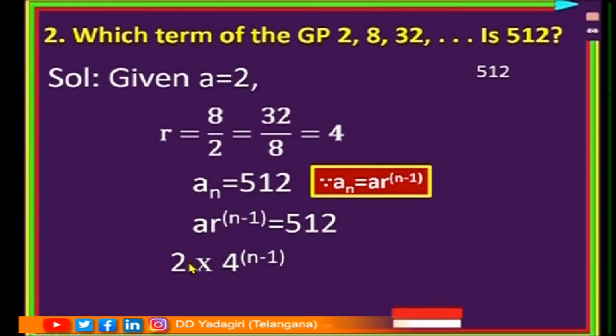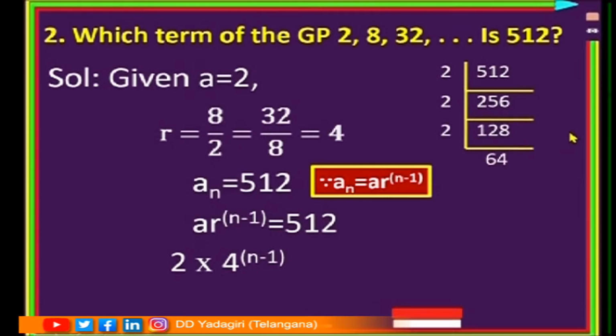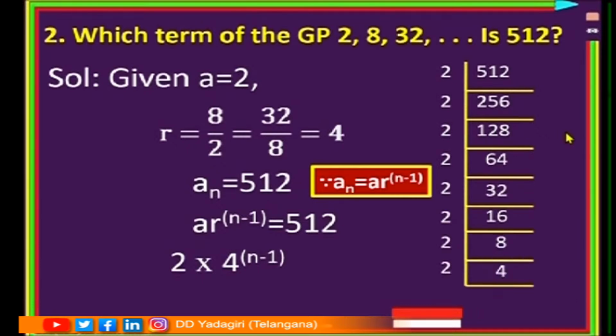Here in the left hand side we have the powers of 2, right? Now by using factorization, write 512 as the powers of 2. So 512 factorizes like this: 2 into 256, 2 into 128, 2 into 64, 2 into 32, 2 into 16, 2 into 8, 2 into 4, 2 into 2. So these are the factors. So how many 2's are there? 9 2's. So the product of 9 2's becomes 512, right? So 512 can be expressed as 2 to the power of 9.